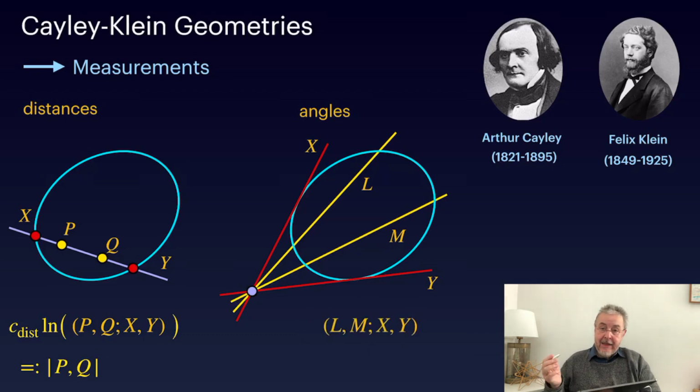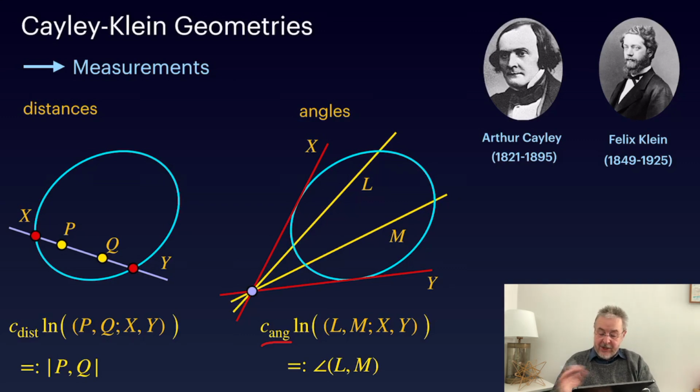Again, angles should be additive rather than multiplicative. So we take the logarithm and this time multiply by a cosmetic constant, C_ank. And what you get, you call it the angle between L and M.